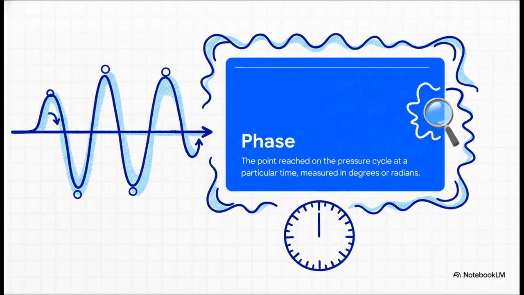Okay, but here's where it gets really interesting. Just knowing how fast the wave is wiggling isn't the whole story. We also have to know where in its cycle the wave gets started. And that starting point, that's called its phase.